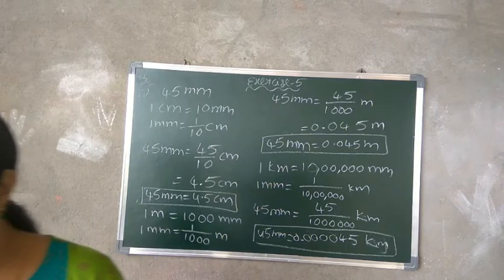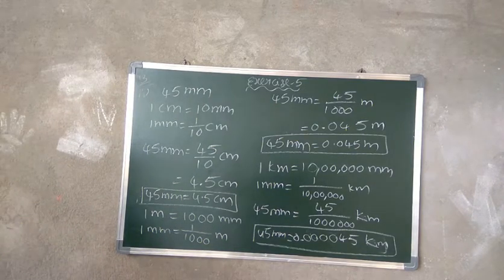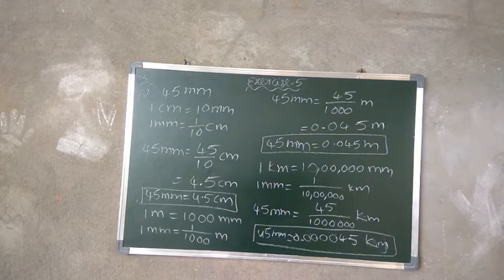Now this is about exercise 5 third bit. We have completed the 4th, 5th and 6th problems. So I'll explain the 7th and 8th problems.